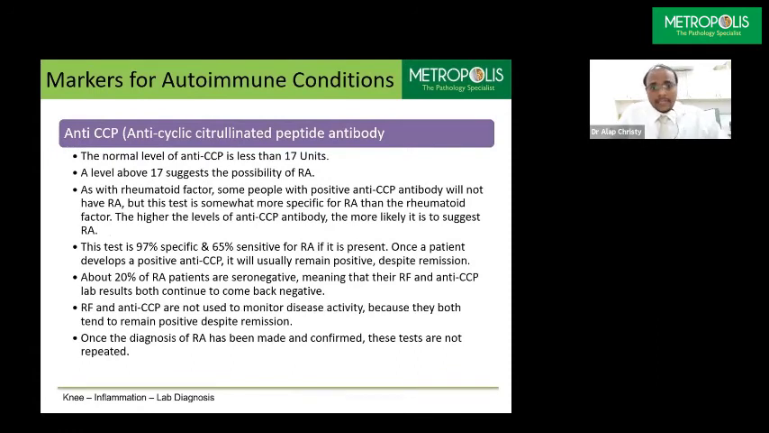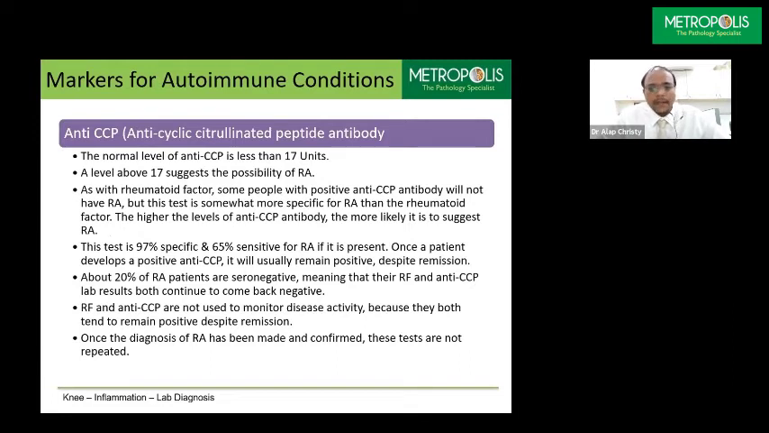Now let's talk about anti-CCP. Anti-CCP has been a very promising marker as far as RA is concerned, with a cutoff above 17 suggesting a possibility of RA. And as with rheumatoid factor, some people with positive anti-CCP will not have RA, but this test is somewhat more specific. So specificity is around 97% for RA. However, sensitivity is still 65%.